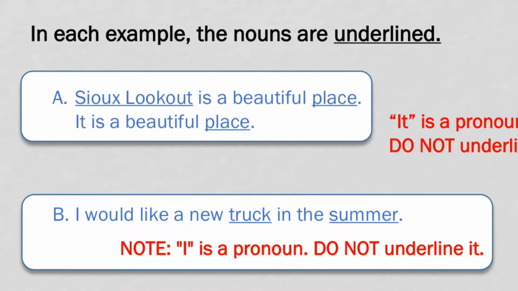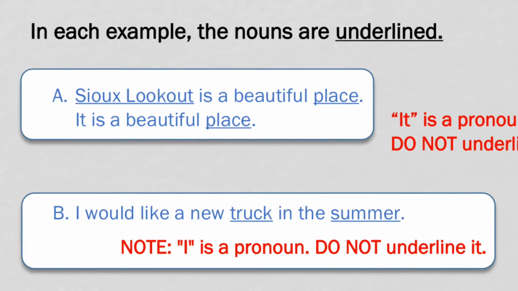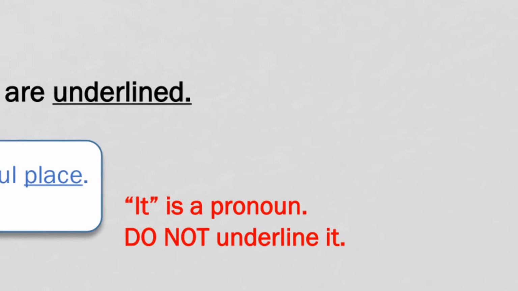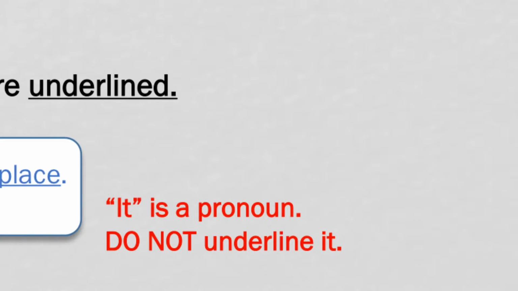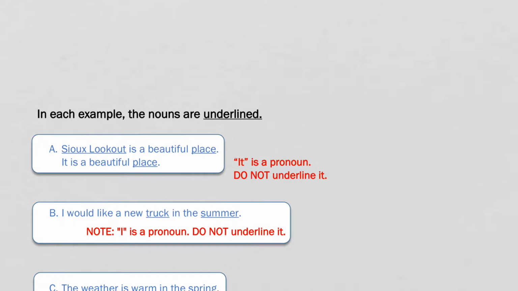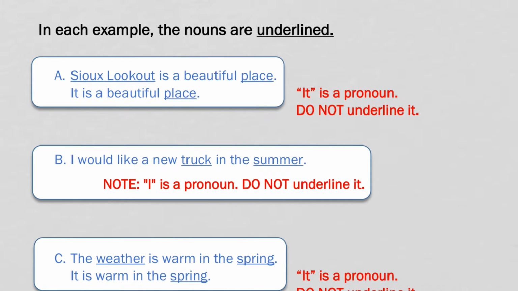We could change that sentence though. We could say it is a beautiful place. But if we do that, then the only noun that we have is place, okay? And this word it at the beginning, that is a pronoun, okay? So remember, it is a pronoun. Do not underline it. If you're looking for the nouns, only underline the nouns. So you do not underline the word it. It is a pronoun. Here's another good example of a word that's tricky, right? That's the word I. I is another pronoun that you would not underline.